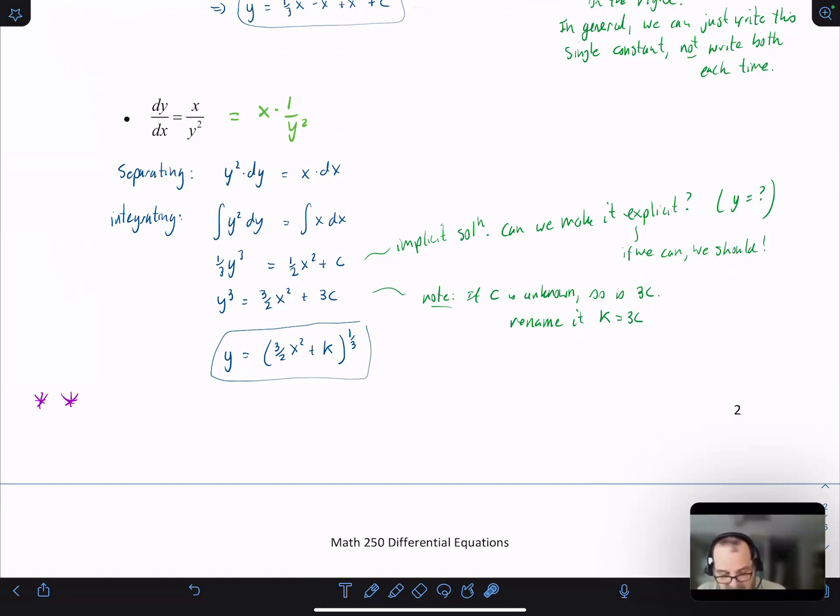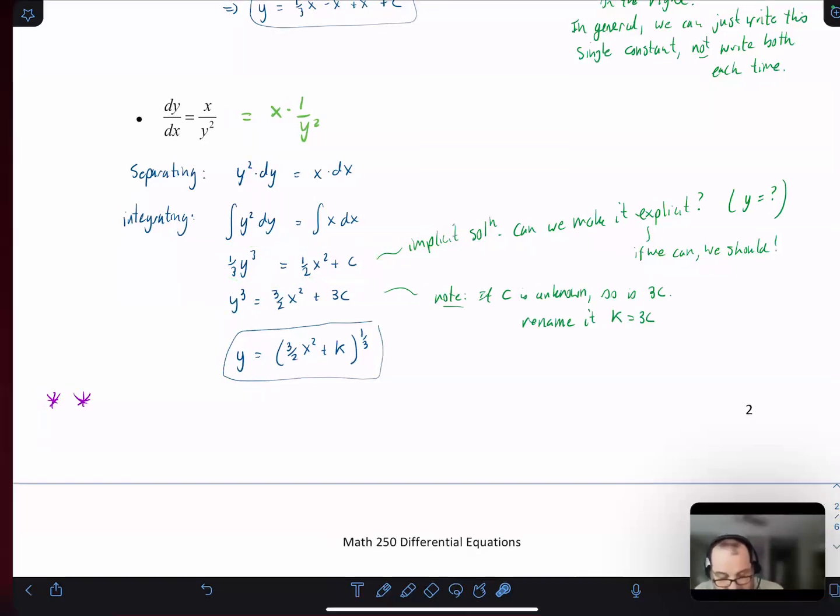These integrals are pretty easy. If we integrate on the left, we get a 1/3 y cubed. On the right, we get a 1/2 x squared. And again, we take both constants of integration and roll them into a single constant on the right-hand side. That is technically a solution to our DE.